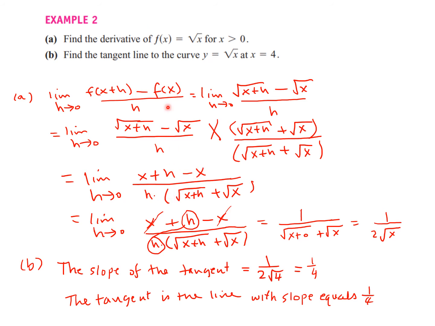The second part says find the tangent line to the curve y equal to square root of x at x equal to 4. The slope of the tangent equals, since this is the equation for the slope and we're given x equal to 4, we plug in 4 here, and that's what we'll get. 1 over 2 square root of 4, which is going to be equal to 1 over 4. Therefore, the tangent is the line with slope equal to 1 over 4.